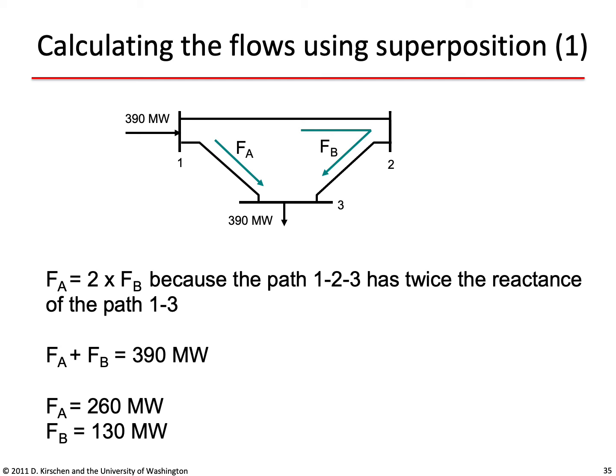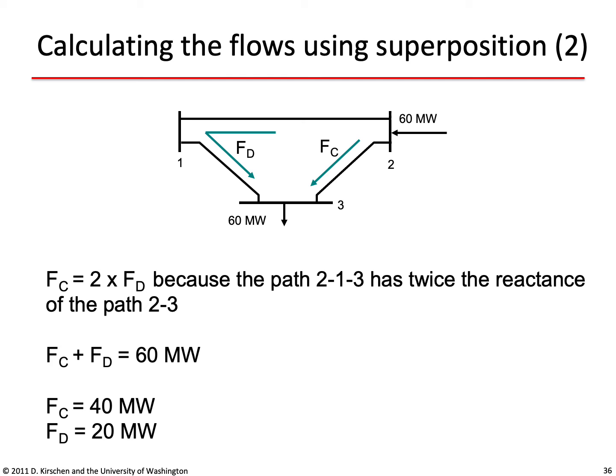The flow of 300 megawatts between bus 1 and bus 3 will divide itself into a flow FA and a flow FB. Now, the flow FA is going to be twice as large as the flow FB because the path 1, 2, 3 has twice the reactance of the path 1, 3, because we have assumed that all the branches have the same reactance. And we add to that the fact that FA plus FB must be equal to 390 megawatts. We come to the conclusion that FA is 260 megawatts and FB is 130 megawatts.